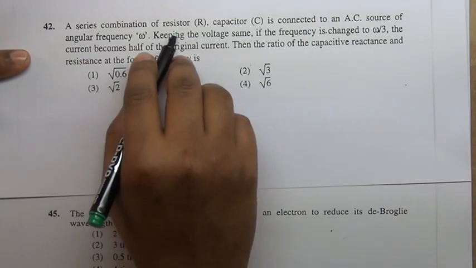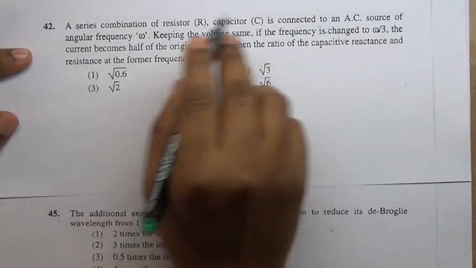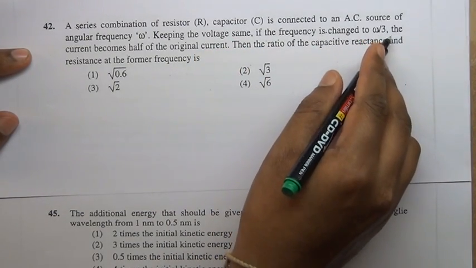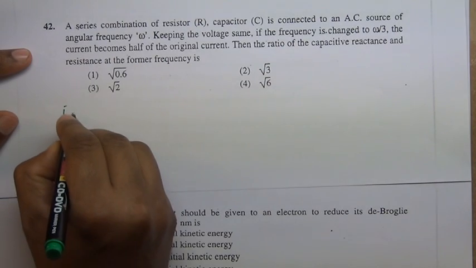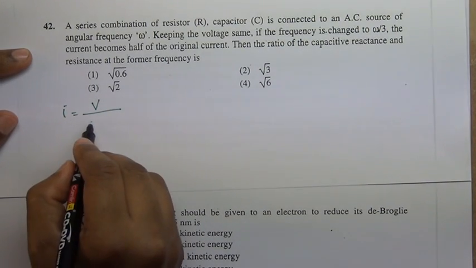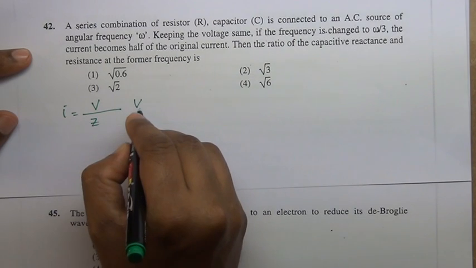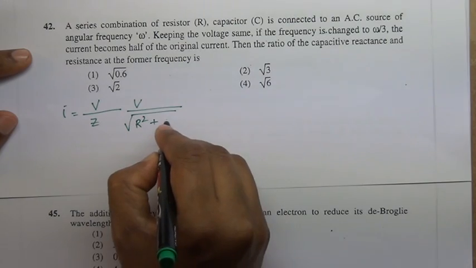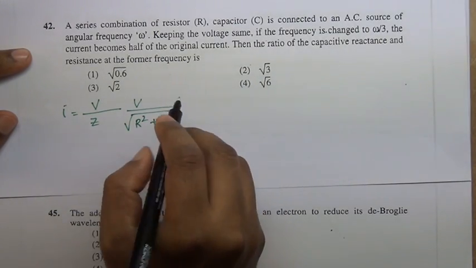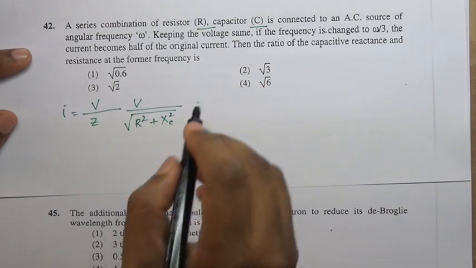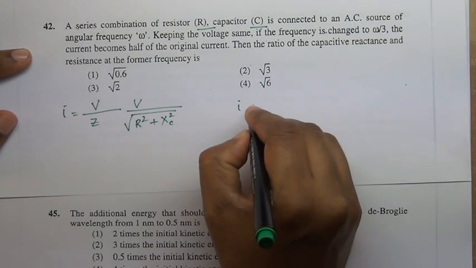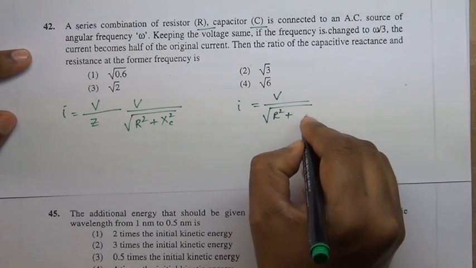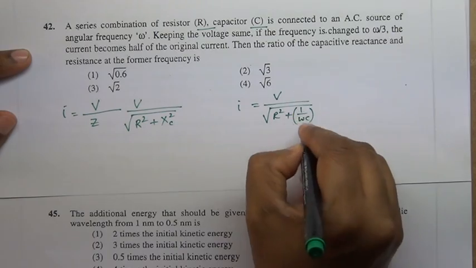A series combination of resistor and capacitor is connected to an AC source of angular frequency omega, keeping the voltage the same. If the frequency is changed to omega by 3, current equals voltage by impedance. Impedance is root of R square plus XC square, since it is a resistor and capacitor. Therefore, current is equal to voltage by root of R square plus (1 by omega C) square.